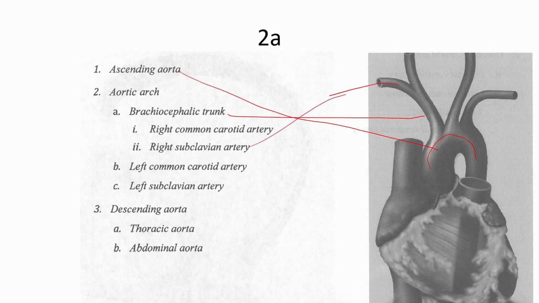And you have this one right here, which is the right common carotid artery. So that's this one right here, right common carotid artery. I think I should use a different color, so that's a right common carotid artery. And then that was the first branch, branch number one. And then branch number two, here is the left common carotid artery. So that's left common carotid artery.